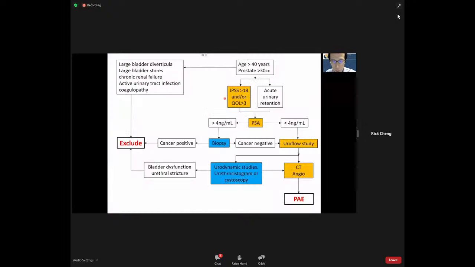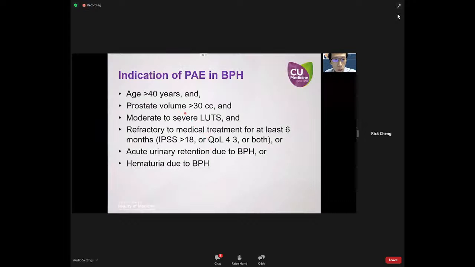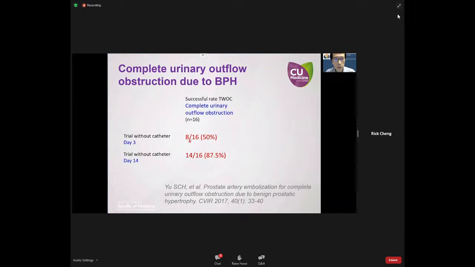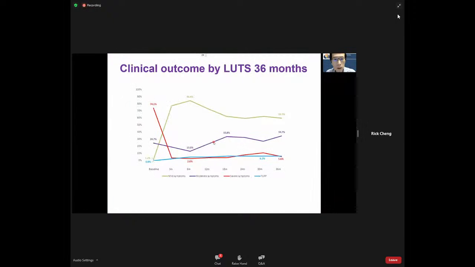So we subject the patient to a number of tests in order to exclude possibility of cancer and bladder dysfunction, urethral stricture, etc. So we don't want to treat patients who are too young or prostate too small, symptoms too mild, and acute urinary retention and hematuria are also good indications for PAE in cases of BPH. So it's been shown that PAE is very effective to relieve complete urinary outflow obstruction due to BPH.